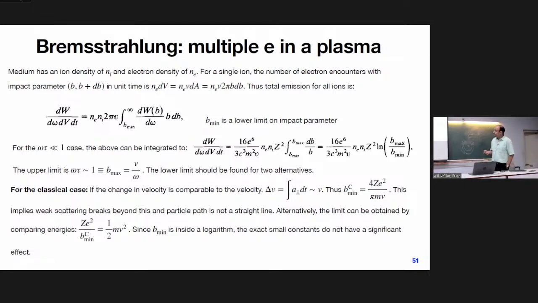Then, if there is not just a single ion but a distribution of ions, I have to consider the total density of all ions. So multiply the previous formula by Ni. And then I have to multiply by the total number density of electrons. So what is the total number density of electrons in this small angular ring?